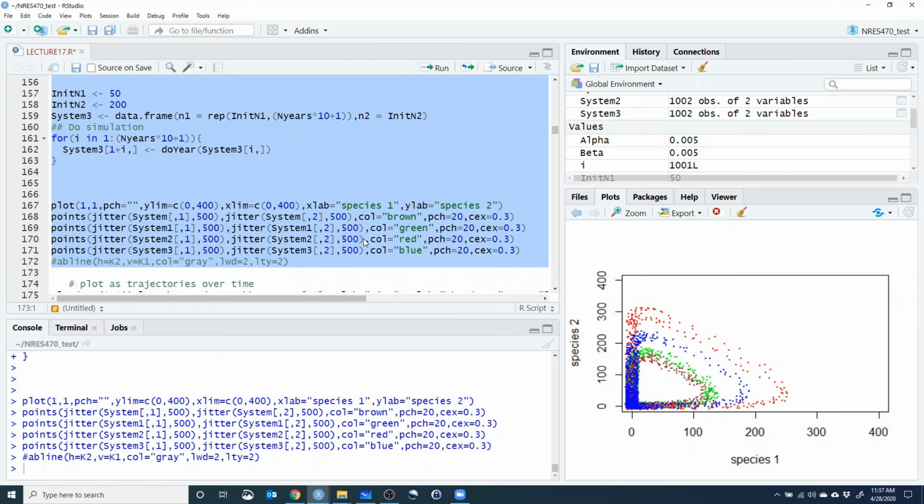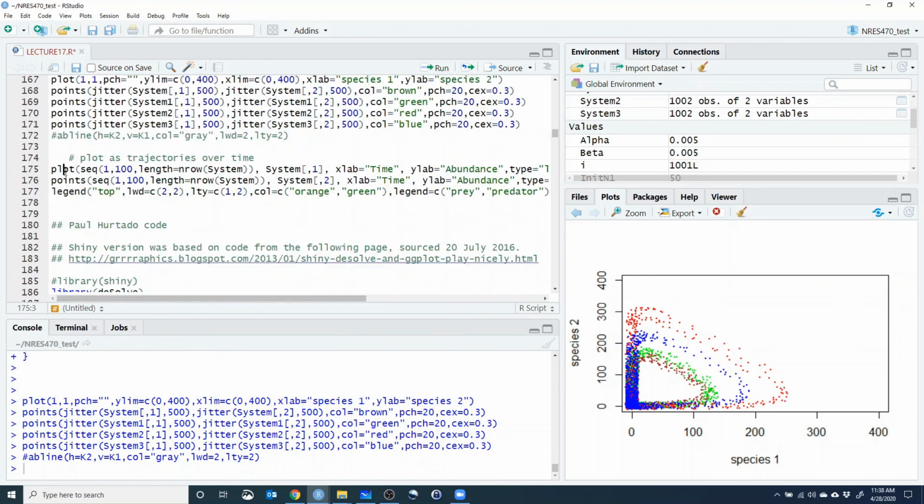So there you have the three different, maybe four that I ran here. And different initial values cause different arcs here in the phase plane. Let's plot these over time, just so it's nice to be able to go back and forth between the phase plane and time series.